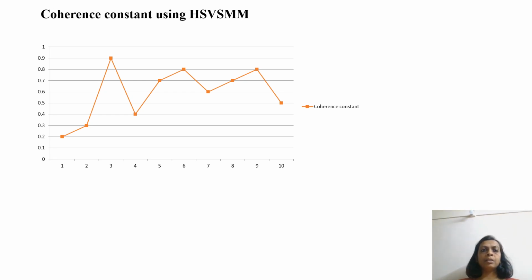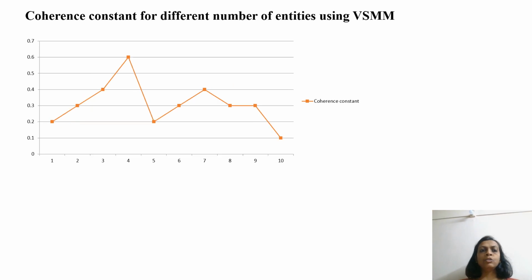To evaluate HSVSM, that is high synset vector space model, for that we use coherence count, and if you can see, this coherence count is highest for the value 3 on the x-axis. So here we have evaluated coherence count, and if you see here for VSM, that is vector space model, the coherence count is maximum at 4. So for VSM we validate coherence count as 4.